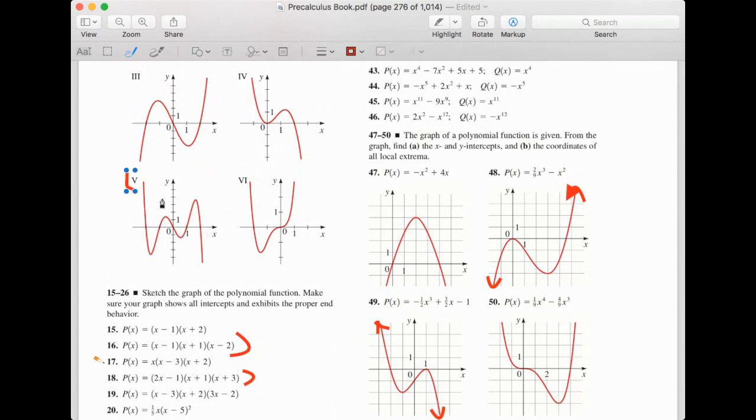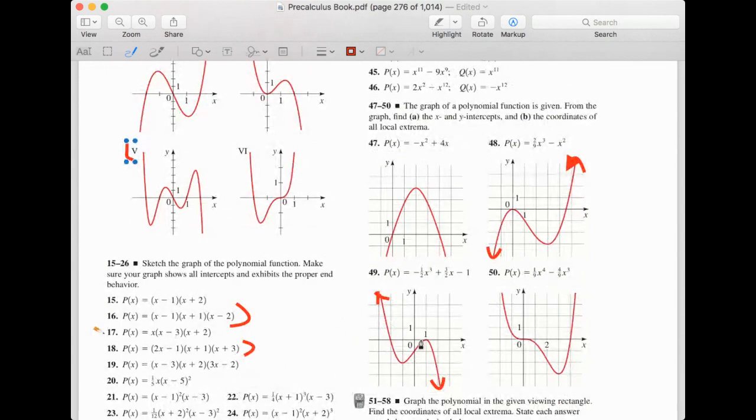We know this is an odd degree polynomial. And what's the degree? We can count the wiggles. We have these turning points: 1, 2, 3, 4 turning points. So we know this is odd degree 5. Right? This is odd degree 3, and this is odd degree 3.